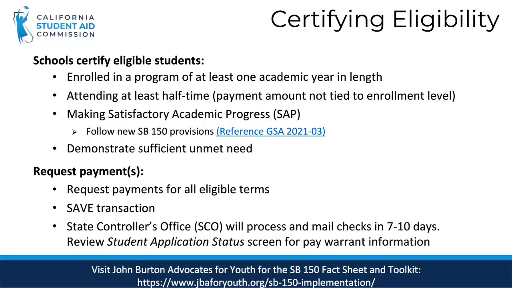In addition, students who are in jeopardy of losing the Chaffee Grant due to SAP must be given the option to appeal. And while this presentation does not discuss SB 150 in detail, schools are expected to comply with the new provisions. Therefore, college staff should review the new law to draft an updated SAP policy specific to the Chaffee Grant. So colleges will end up creating 2 SAP policies, one for Chaffee recipients and the other for all other students. John Burton Advocates for Youth has put together a toolkit and related documents. We highly recommend reviewing these materials for details around SB 150. Now, let's see how to certify eligibility on the roster on the next slide.